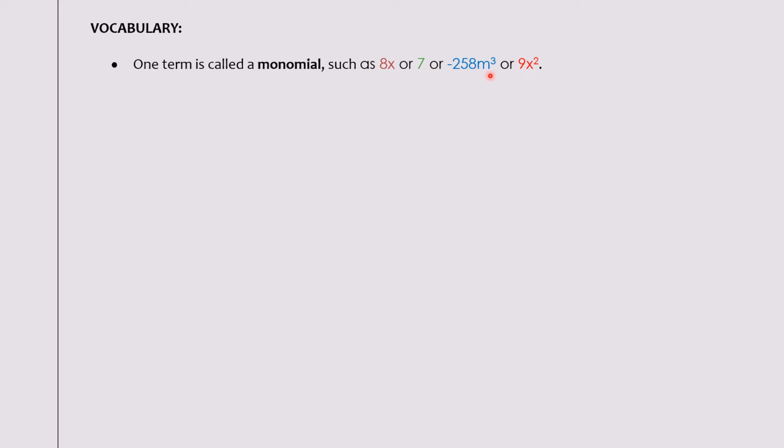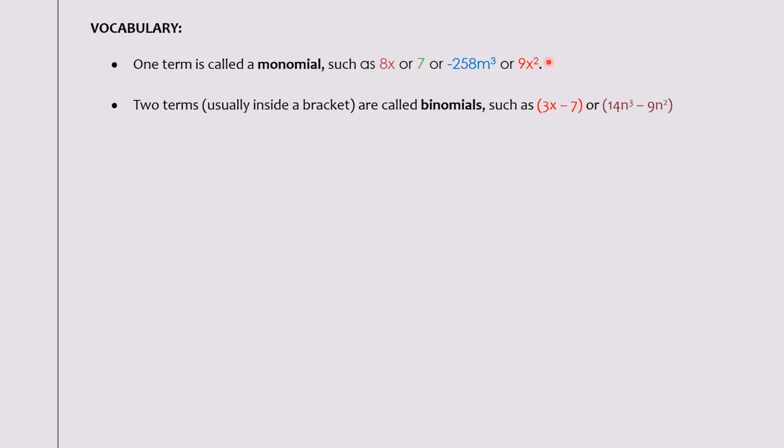Negative 258m cubed, that's all one piece, that's one term. That means it's a monomial. 9x squared is one piece, it's called a monomial. If it wasn't 9x squared, which means 9 times x squared, but if it were 9 plus x squared, that would not be a monomial, that would be separating this term into two parts. So these are all monomials.